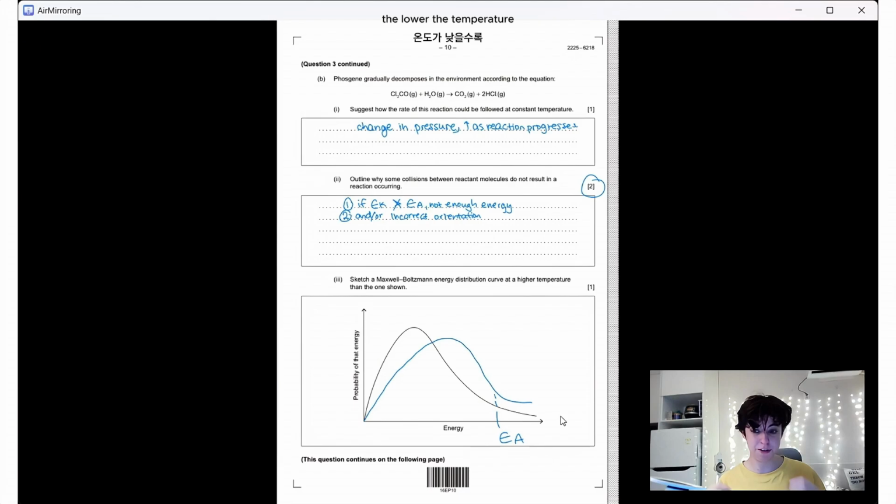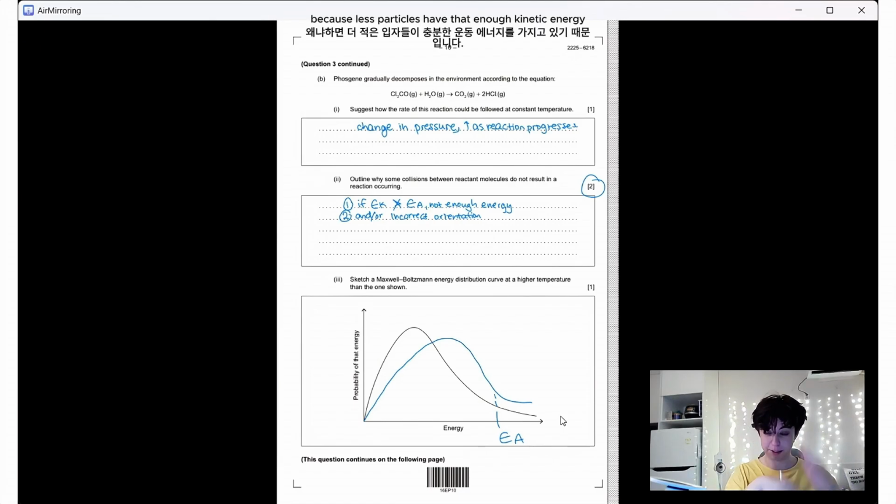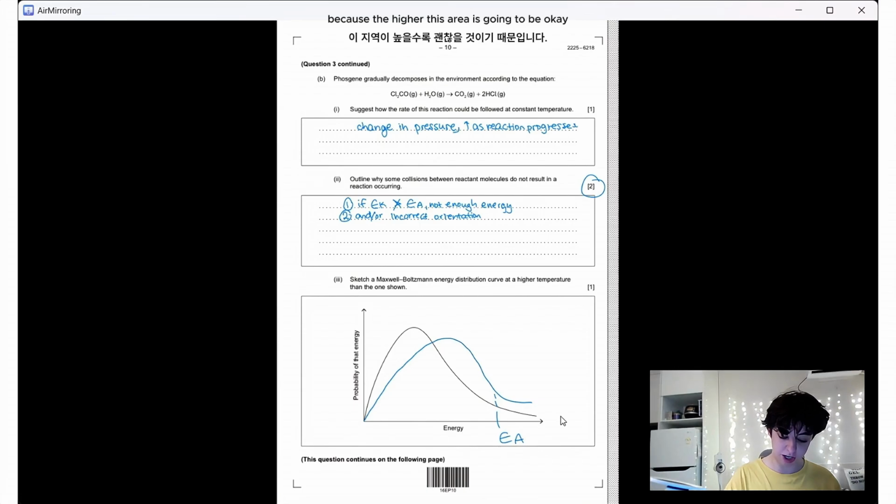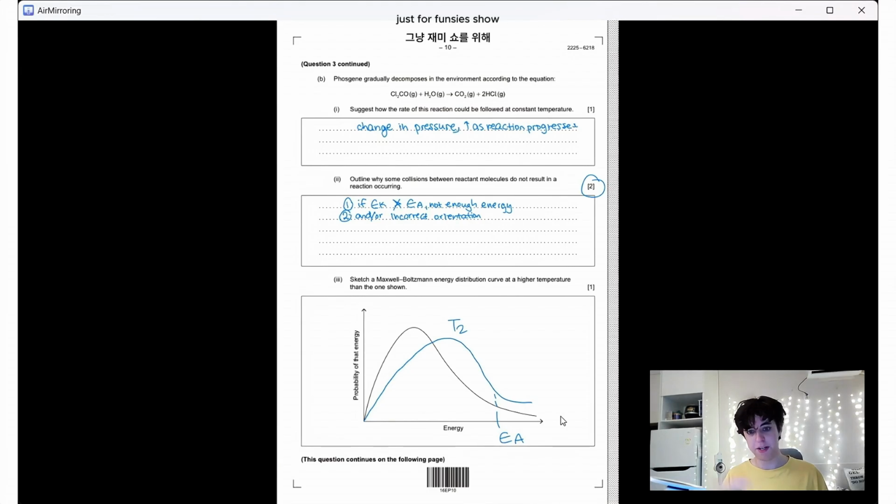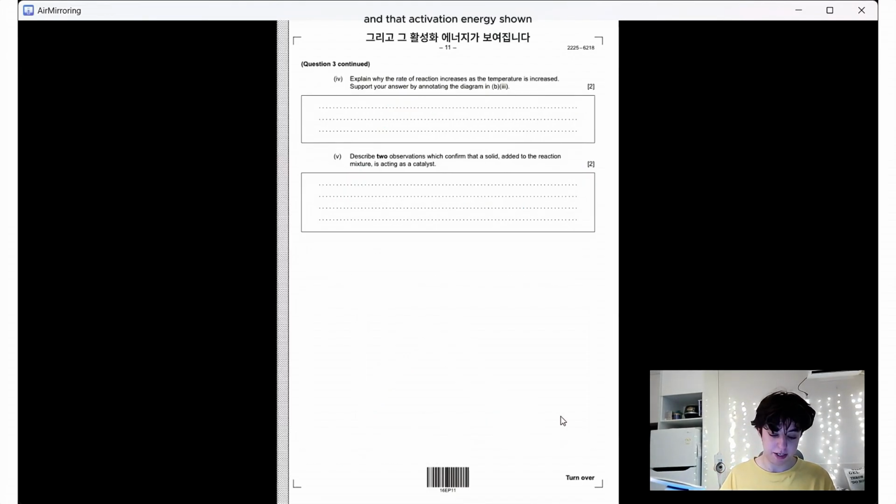The lower the temperature, the more sharp the curve is going to be because fewer particles have enough kinetic energy. Meanwhile, the higher the temperature, the more broad that curve is going to be because the higher this area is going to be. And that would be in this mark. So I'm just going to put T2 there. It has lower and to the right, and that activation energy shown.